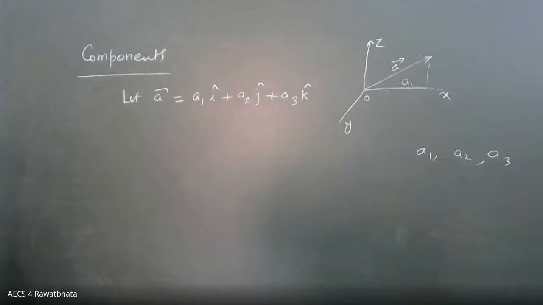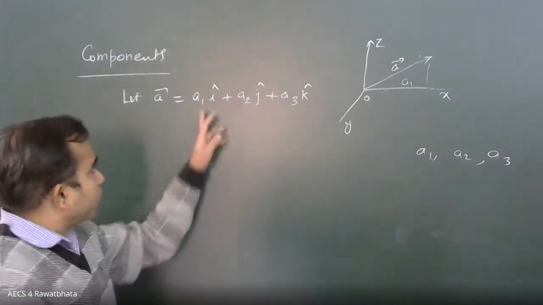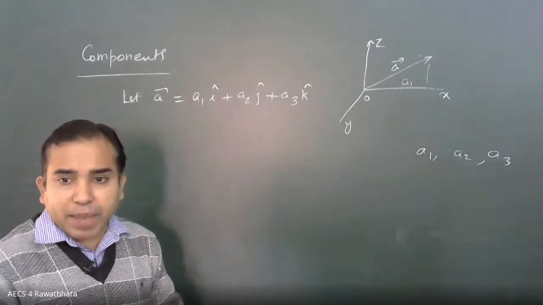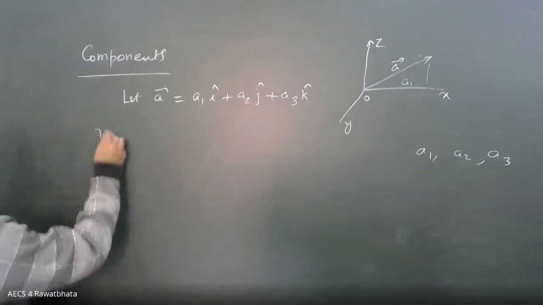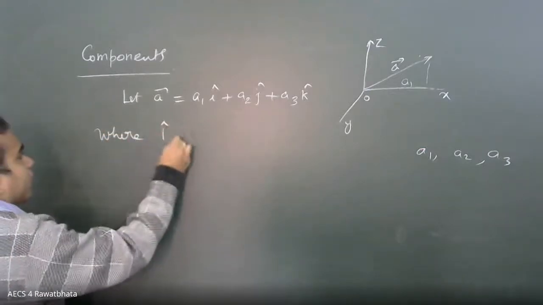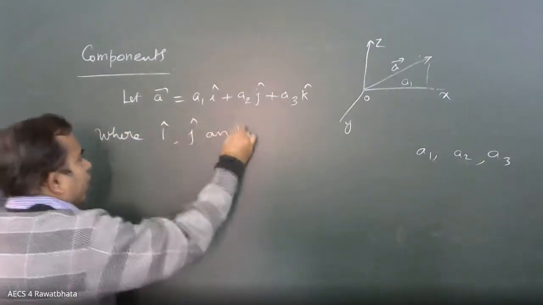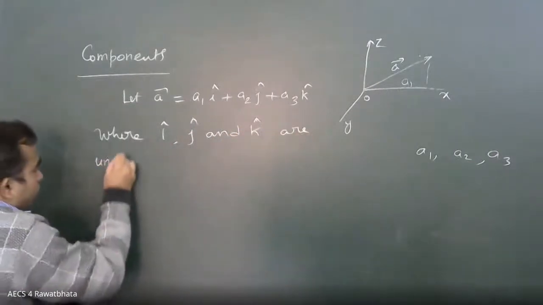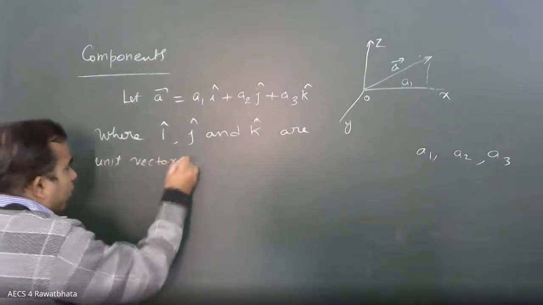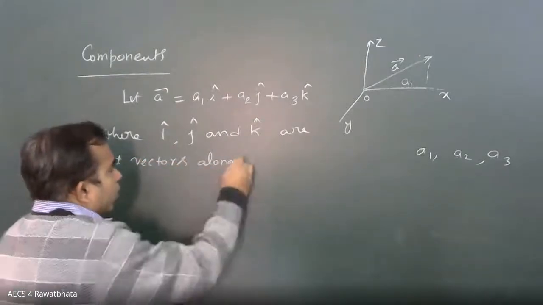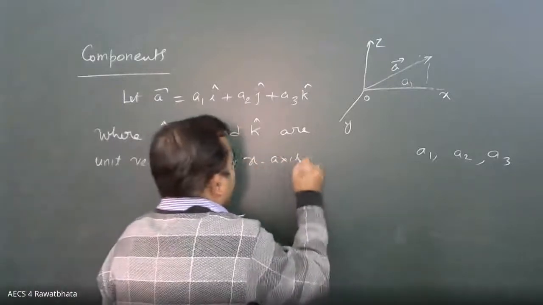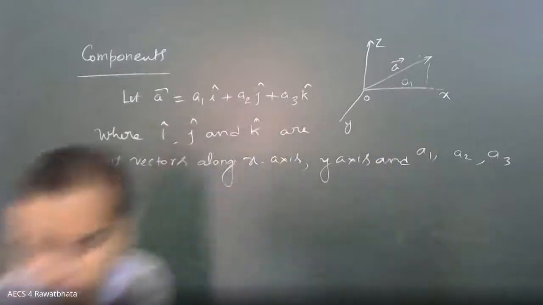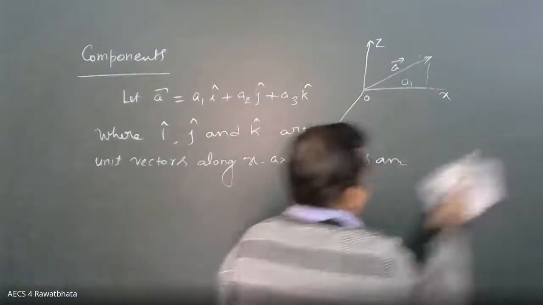Right. Of course, you must be aware of the meaning of i cap, j cap, k cap. What are i cap, j cap, k cap, friends? Where i cap, j cap, and k cap are what, students? Unit vectors along x-axis, y-axis, and z-axis respectively.